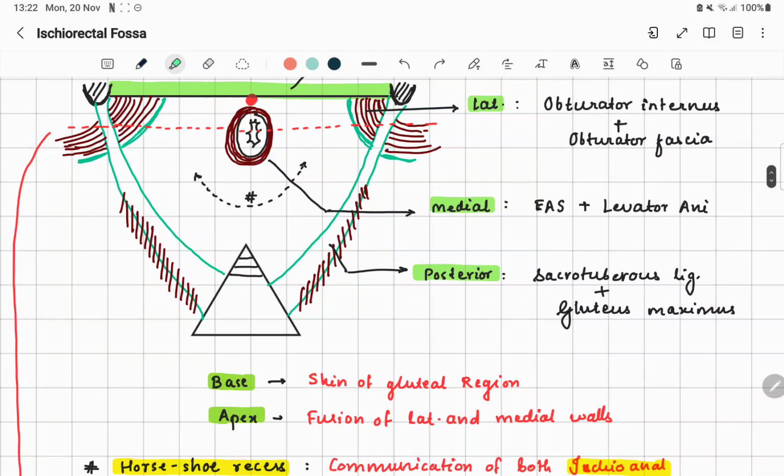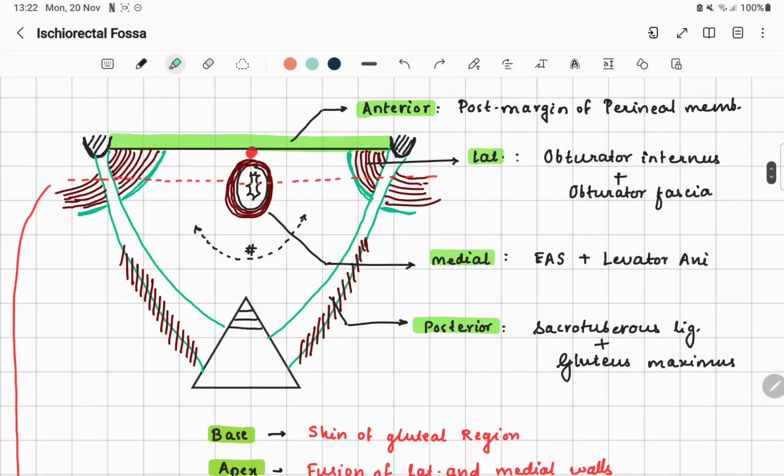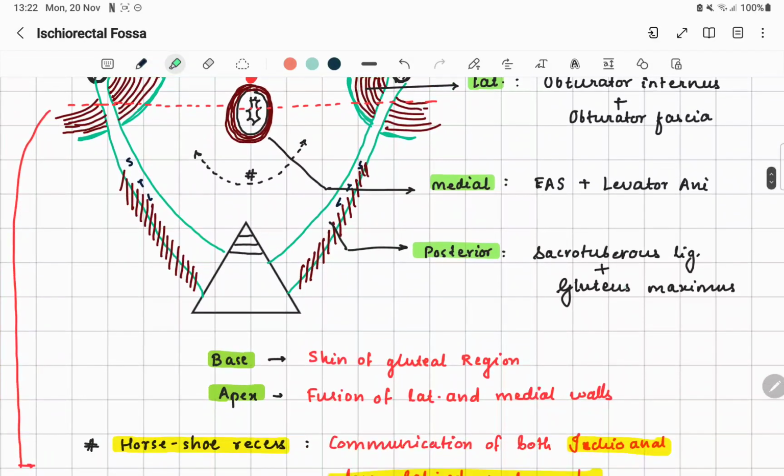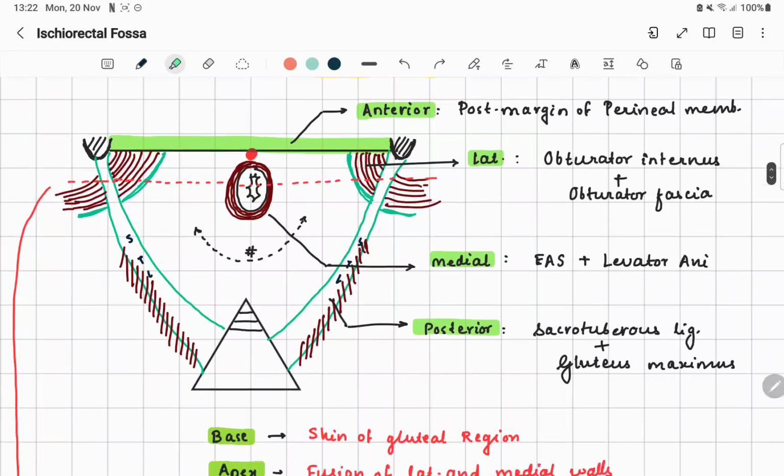Then the medial part is your external anal sphincter and the levator ani, which are forming the medial part. And the posterior part is formed by the sacrotuberous ligament. You can write here, this is the sacrotuberous ligament. And which muscle? Your gluteus maximus muscle. The gluteus maximus muscle must be present like this, and this is forming your ischioanal fossa.